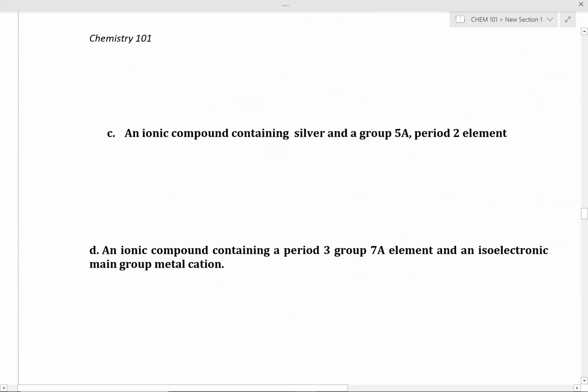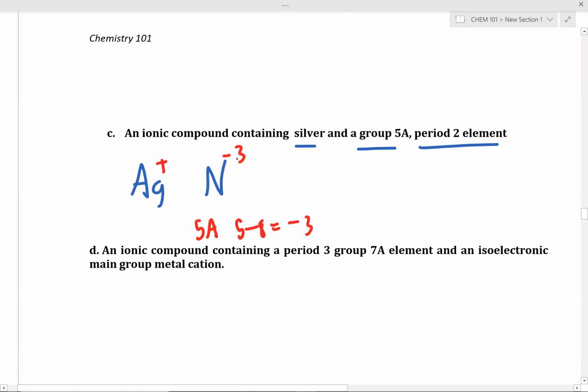So we have an ionic compound containing silver and a group 5A, period 2 element. So silver, that's a dead giveaway. We have silver. A 5A, period 2 element, what is that? Nitrogen. Now let's think about charge preferences here. Let's fill in our charges. What is the preferred charge of silver in ionic compounds? +1. And then nitrogen, given that it's a 5A element, 5 minus 8 gives us a preferred charge of -3.